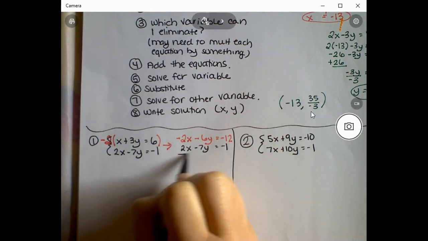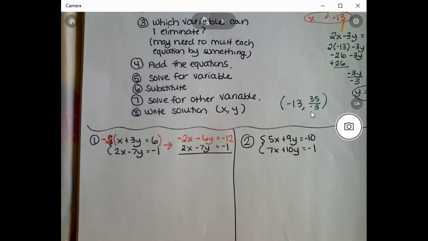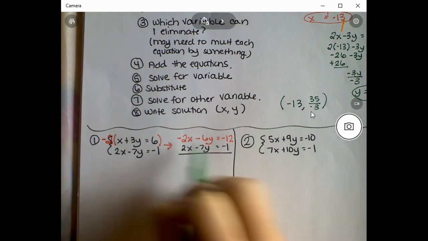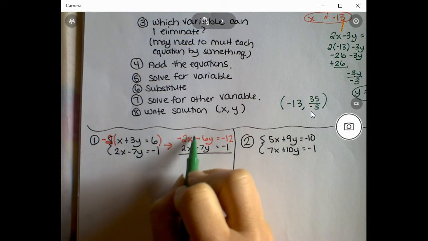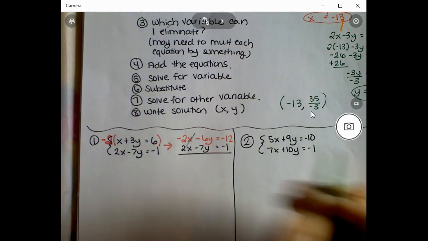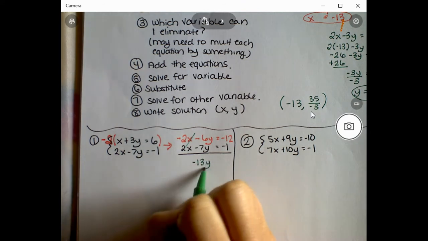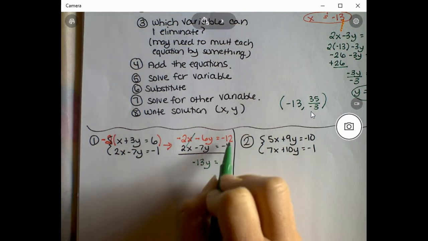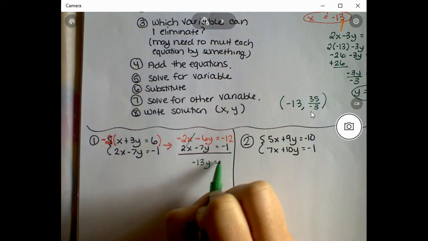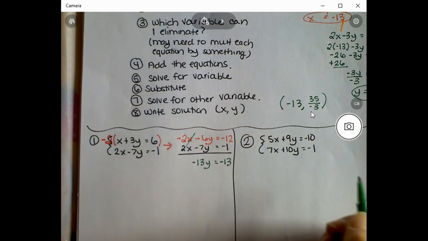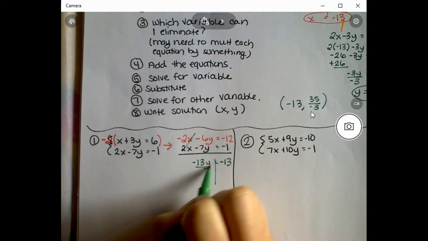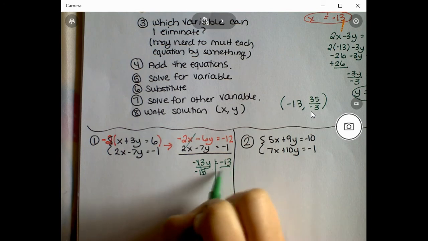Okay, so now we're going to add our equations together. -2x plus 2x is 0. That cancels. -6y minus 7y is -13y. -12 plus -1 is -13. And let's get y alone by dividing by -13.